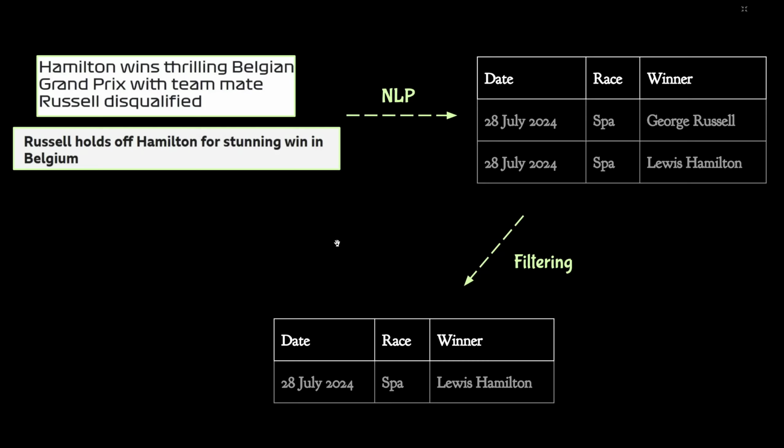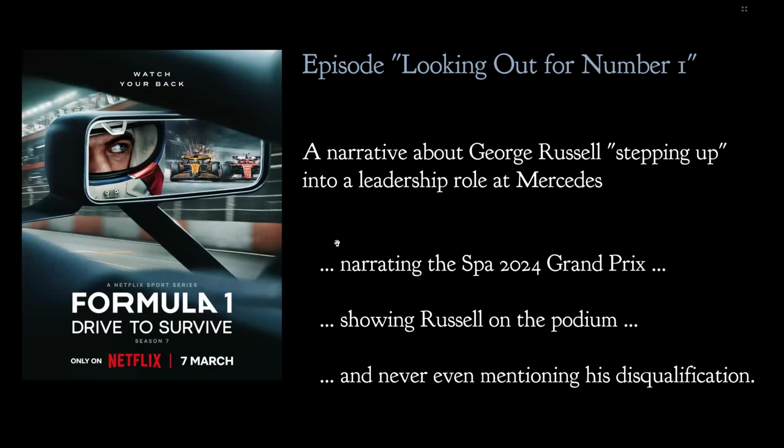But then, in fact, imagine my surprise when I was looking at this episode. Maybe some of you are familiar with this Netflix series that is shown every year. It's called Drive to Survive, and in this series they always talk about basically the last season. So in 2025, they're airing the season that is talking about what happened in the 2024 Formula One season. Just a few months ago, I looked at this episode that is called Looking Out for Number One in the Netflix series Drive to Survive.